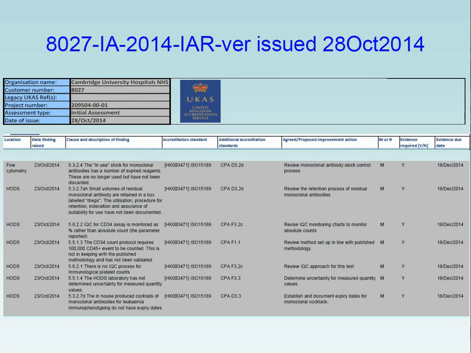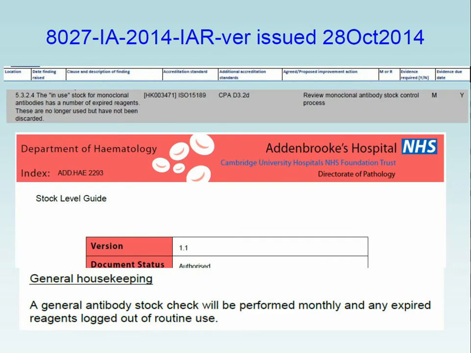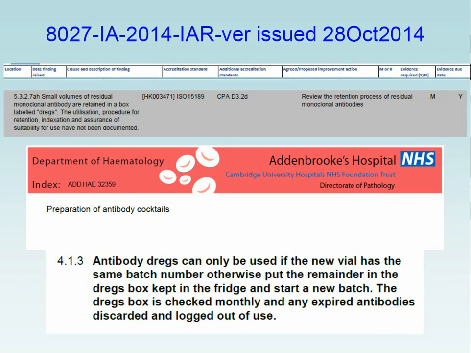So in order to comply with that, we changed our SOP and made a statement, general housekeeping: a general antibody stock check will be performed monthly, and expired reagents will be logged routinely. Quite simple. Our second one: small volumes of residual monoclonal antibody are retained in a box labelled dregs.